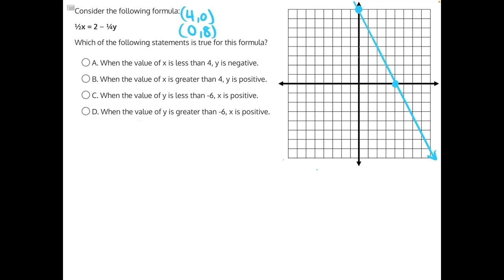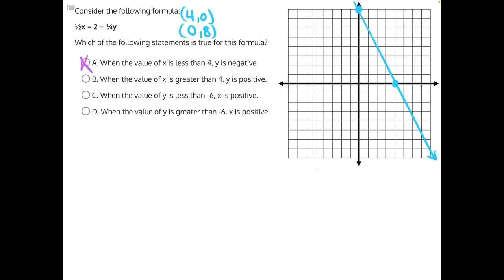Now that we have our graph, we can look through all our answer choices and see which one is true or false. A says when the value of x is less than 4, so that would be starting here, and less than is going in this direction. So we're talking about all of these values here. Y will be negative. In this case, all of these y values are positive. They're above the x-axis, so this is incorrect.